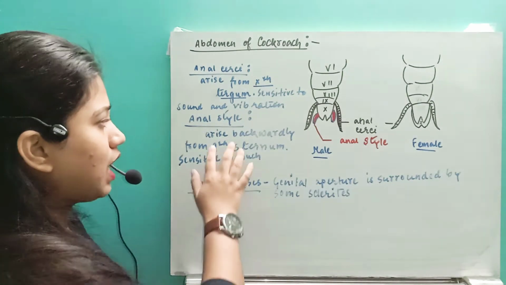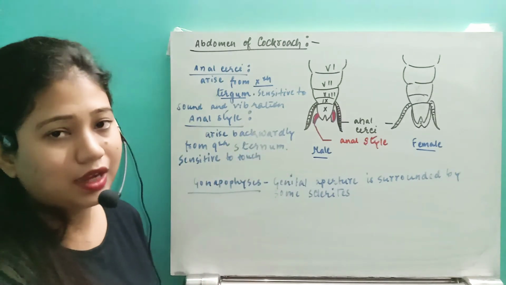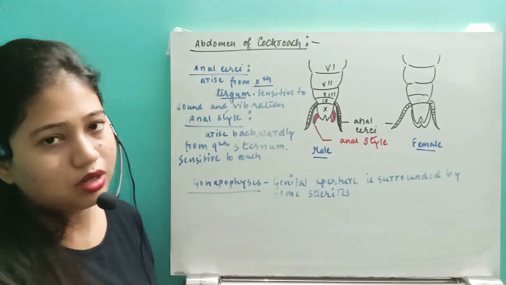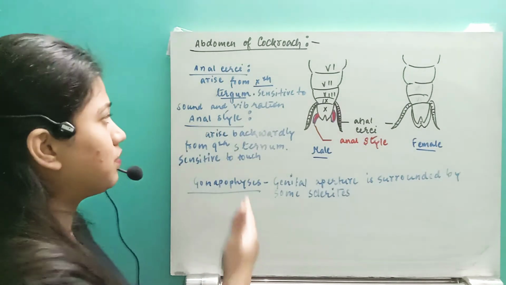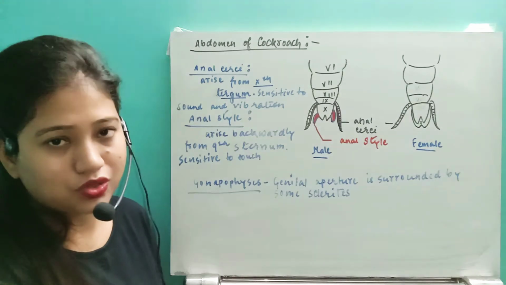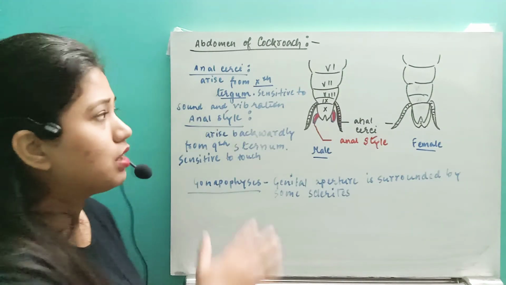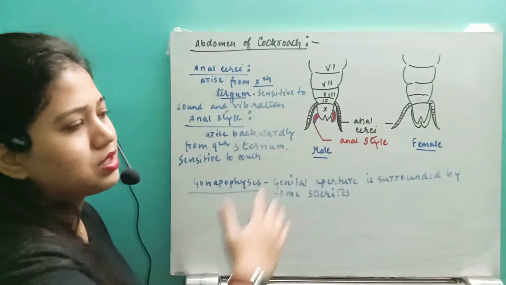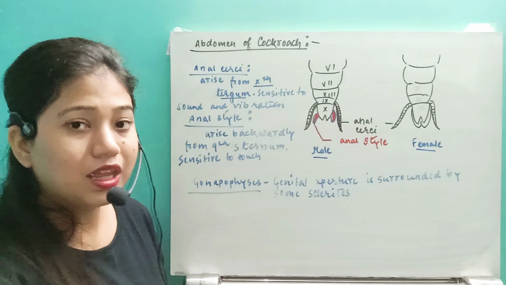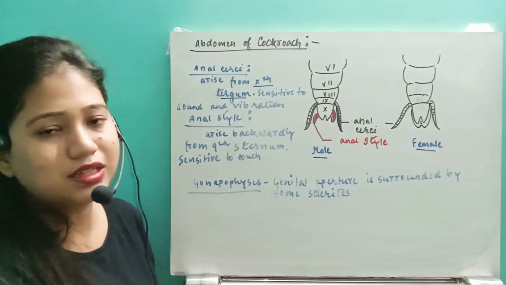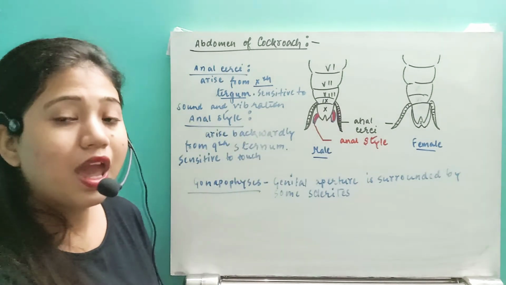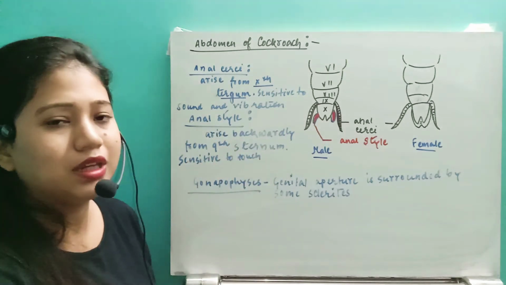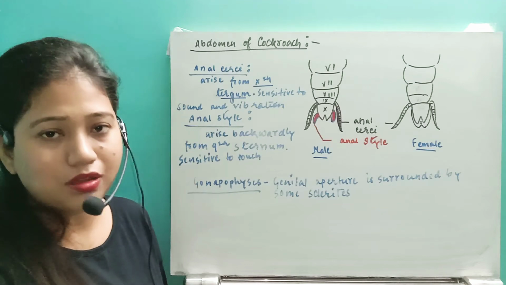This anal style arises backwardly from the ventral side. What is that? From the 9th sternum. So ventrally it arises, but the anal cerci arises dorsally from the 10th tergum, sensitive to sound and vibration, present in both male and females. The anal style is present only in the males, and in the males it arises backwardly from the 9th sternum. That means it arises from the ventral side.